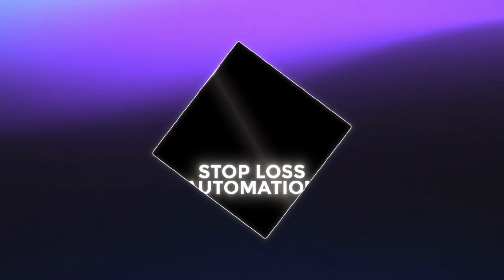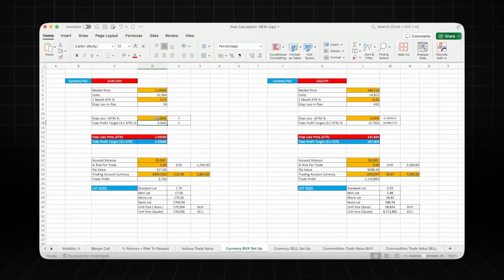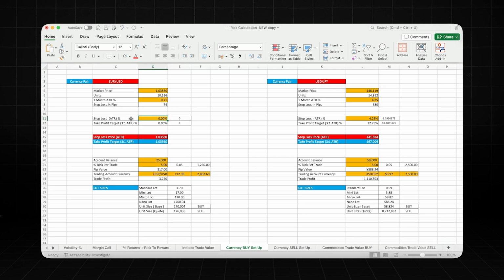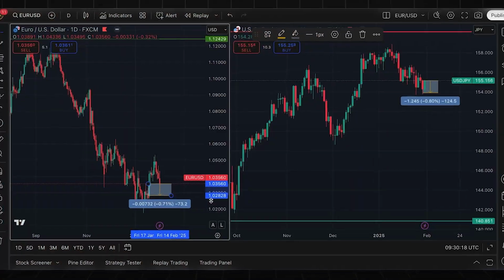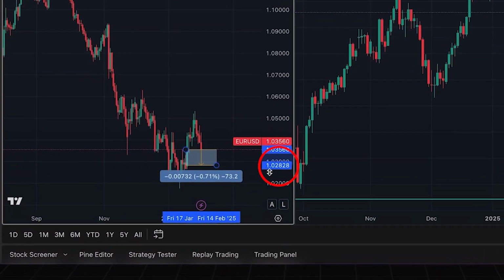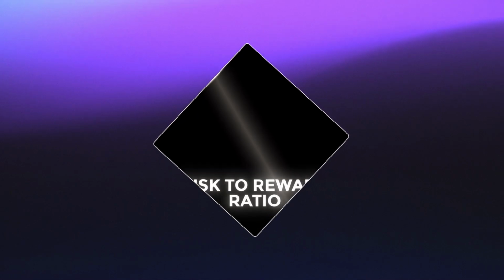Step 2, stop loss automation. Inside the spreadsheet, we come down to this second column and we type in 0.71, which is the volatility, and it spits out our stop loss price, 102.825. So if I come onto Euro USD and go down 0.71%, which is 73 pips, the stop loss price is 102.828. Pretty much bang on the money. So the spreadsheet tells us exactly where to place our stop loss based on the historical volatility so we don't get stopped out.